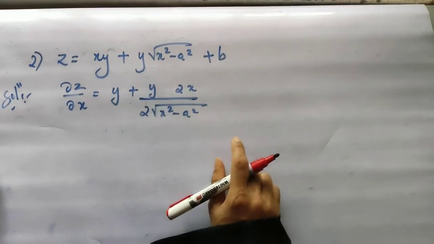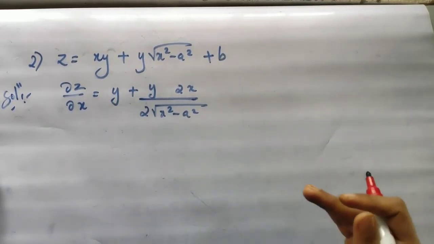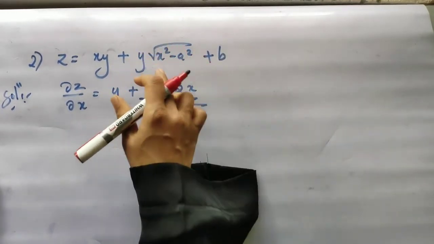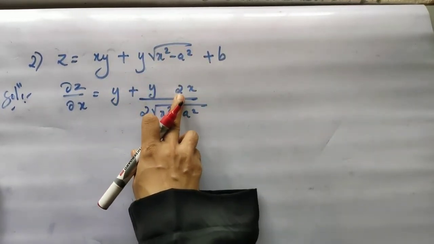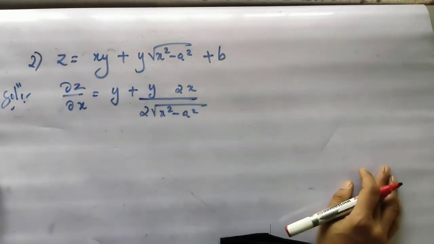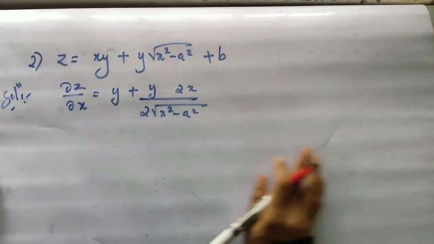Derivative of root is 1 by 2 times root of that same thing into the derivative of the thing which is inside the root. It will be 2x minus derivative of a whole square is 0. So no need to write. Plus the derivative of b with respect to x will again be 0. So you'll be having only this.